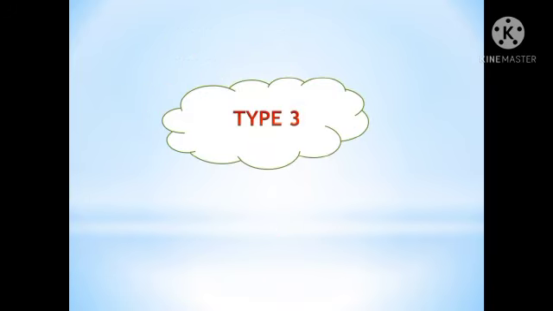So the type 3 will be a little bit different from type 1 and type 2. There will be a little bit modification. So let us see what the change is. So in type 1, we have multiplied the two numbers which are less than 100, right? So in type 2, we have multiplied the numbers which are greater than 100. But in type 3, we are going to multiply the two numbers in such a way that one number will be less than 100 and the other number will be greater than 100. Okay. So let us solve some problems.